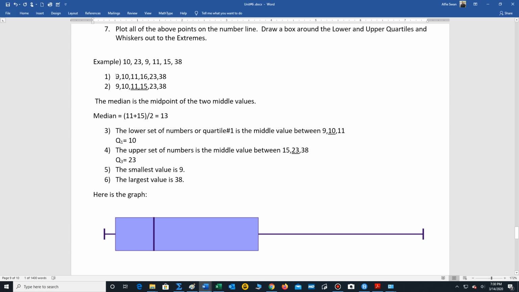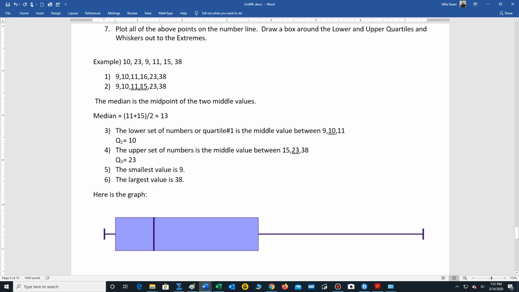Once again, we're going to put the data set in numerical order. That's our first step. Then we determine the median, which is going to give us Q sub 2. So the median of 11 and 15, add them together, divide by 2, you get 13, because we do have an even number of data values. So our median is equal to Q2.